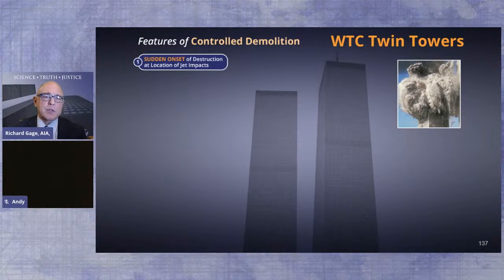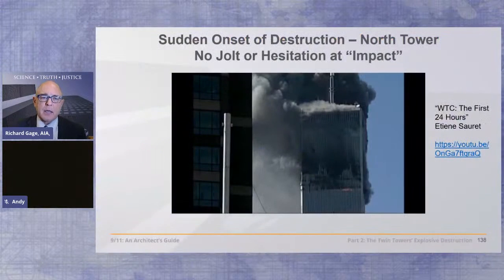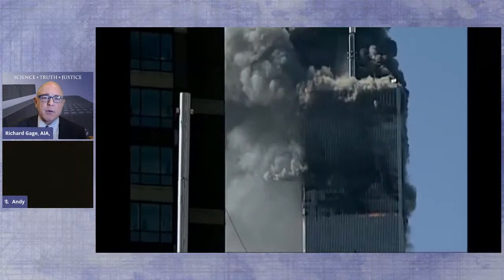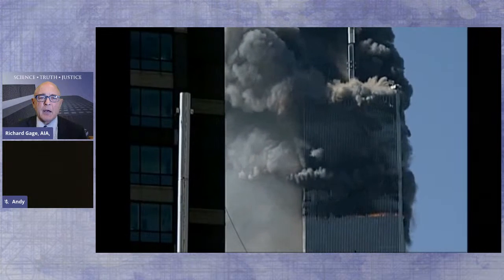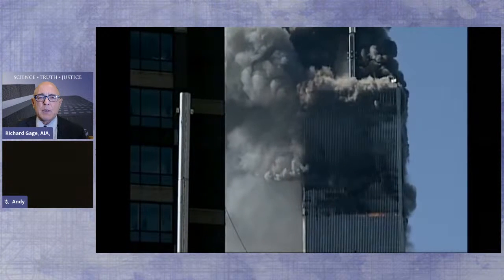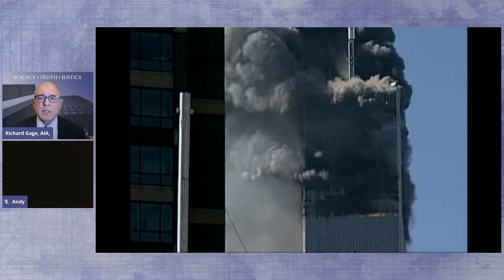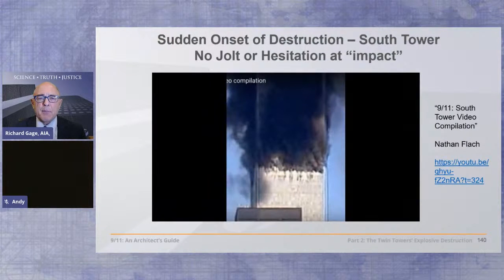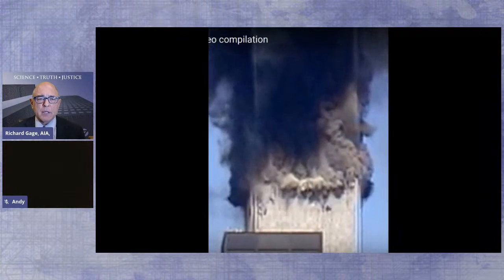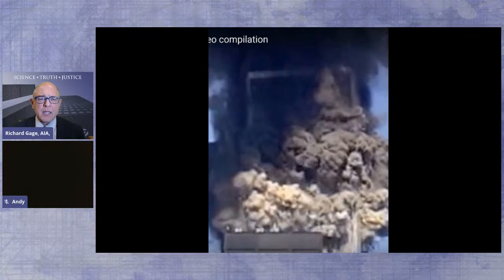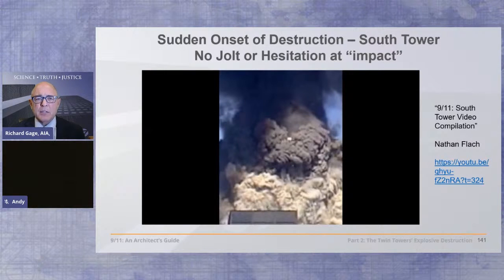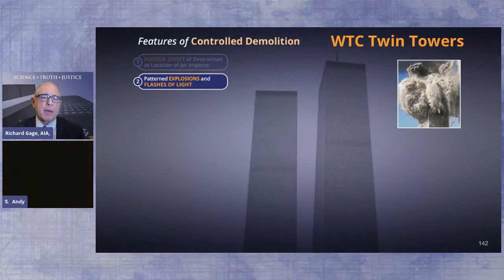Let's begin with feature number 1. Is there a sudden onset of destruction? Let's look at the North Tower. It's standing there, and all of a sudden, it begins a smooth downward motion. No hesitation, no jolt at the impact of floors, but it just continues all the way down. Let's go to the South Tower. It's standing there, and all of a sudden, a smooth downward motion, no jolt or hesitation yet again at impact.